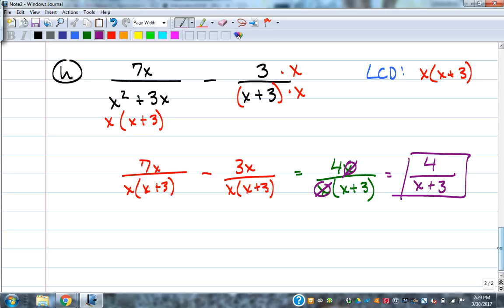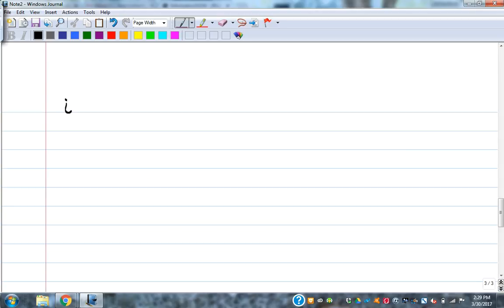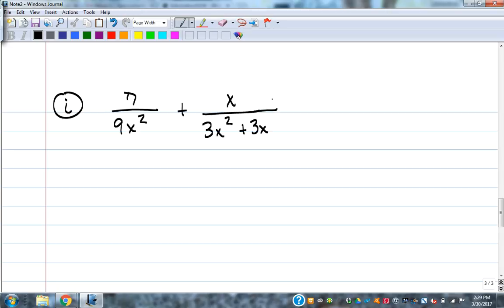All right. Let's go even a little bit more difficult than that. So far it's been fairly tame. So let's go a little bit more difficult than that. 7 over 9x squared plus x over 3x squared plus 3x. What should our first instinct be when we're dealing with fraction problems? Doing what with the denominators? Factor. Factor the denominators as much as you can.